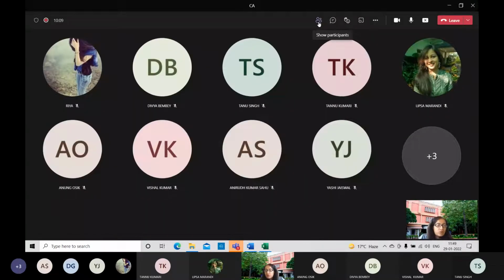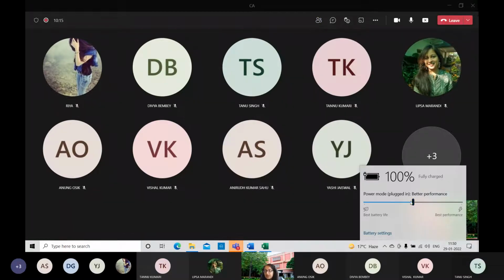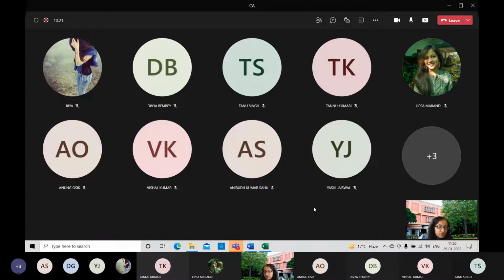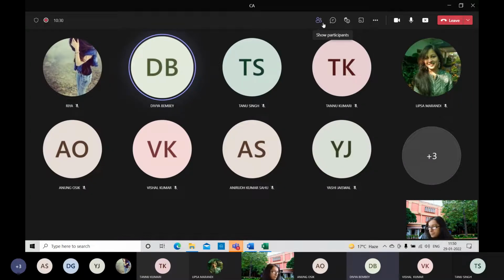You can write in the chat box also or unmute yourself also. I want to know the first entry for illustration 9. Since you already have the purchase consideration, what is the entry? Business purchase to liquidator of? Ma'am, business purchase account debited to liquidator of B Limited with 5,37,000. Very good. Who was this? Divya. Yes, that's right, Divya.